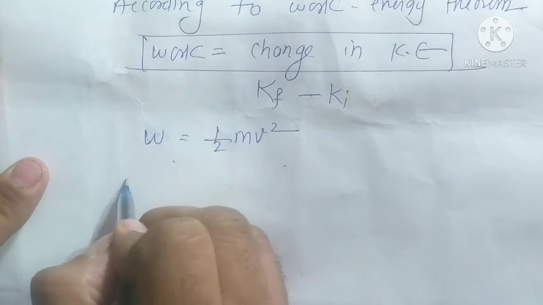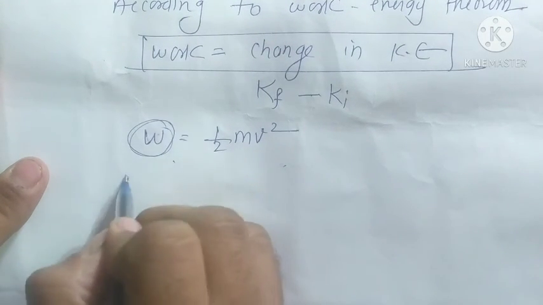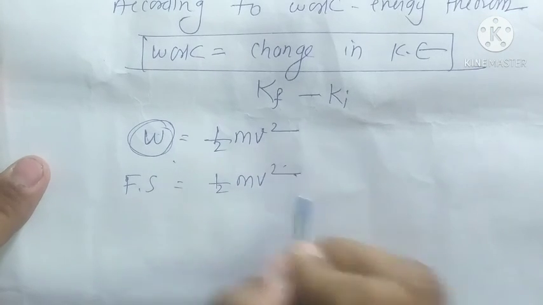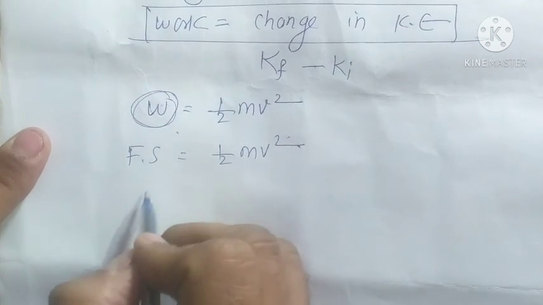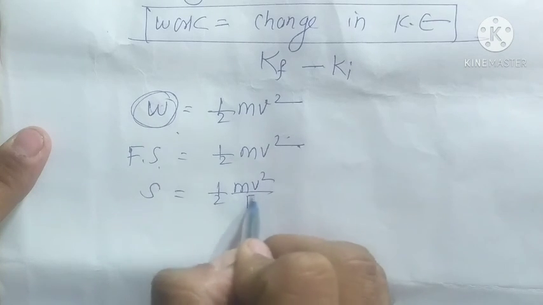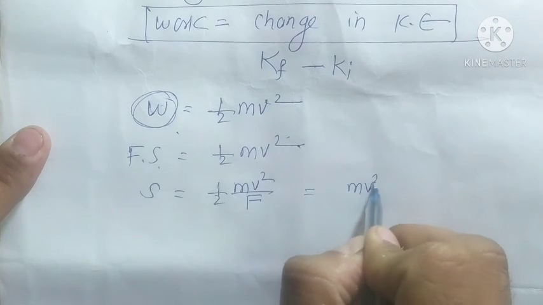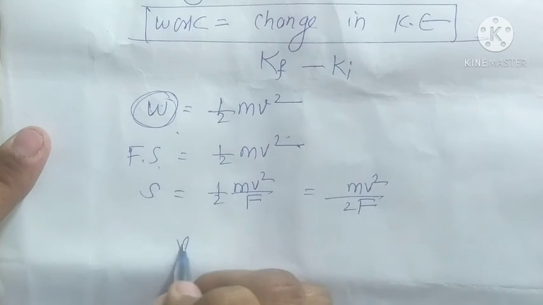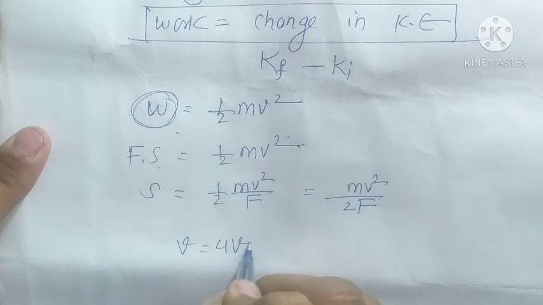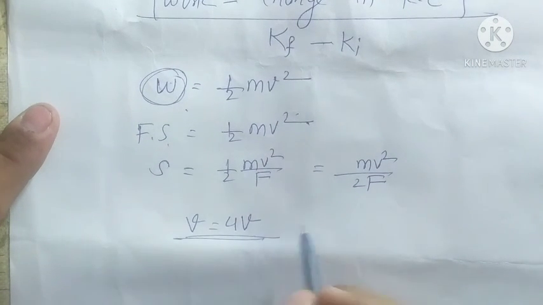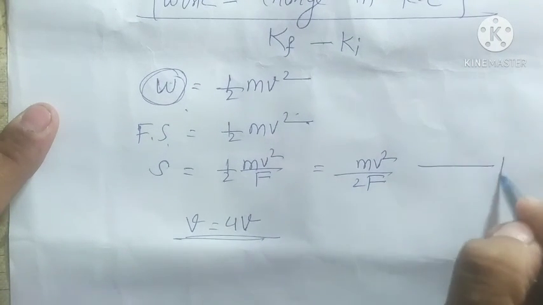So what is the work? Force into displacement, equal to half m v square. So s is equal to half m v square upon F. Finally, we can write m v square upon 2F. Now its velocity changed to 4v, I mean the velocity increased to 4 times. Then we put this value here. This is equation number 1.